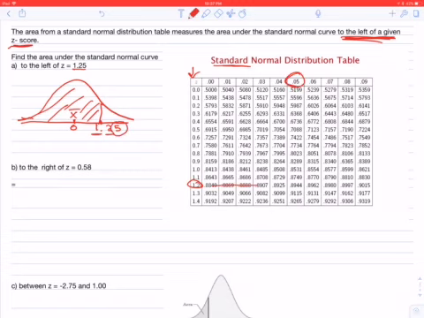So where they intersect is 0.8944. What that means is the area to the left of the Z-score we looked up is 0.8944. So I could say that 89.44 percent of the data are below values that have a Z-score of 1.25.